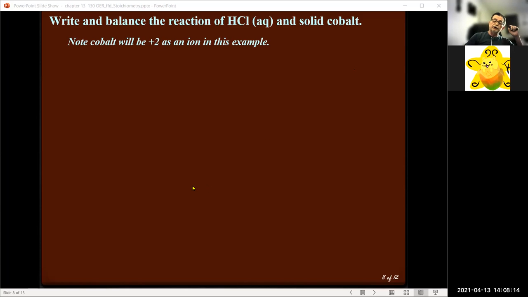Now we're given a sentence, and we've got to convert this sentence into an equation. It says here, write and balance the reaction of hydrochloric acid aqueous and solid cobalt. Okay, well, let's do that.